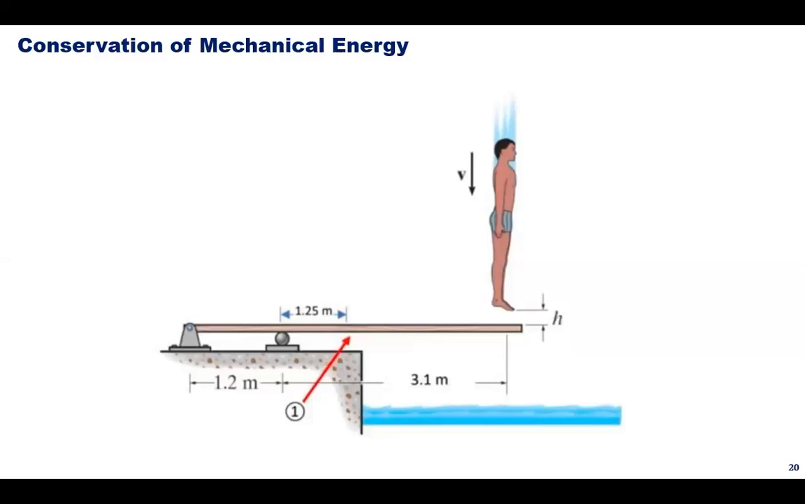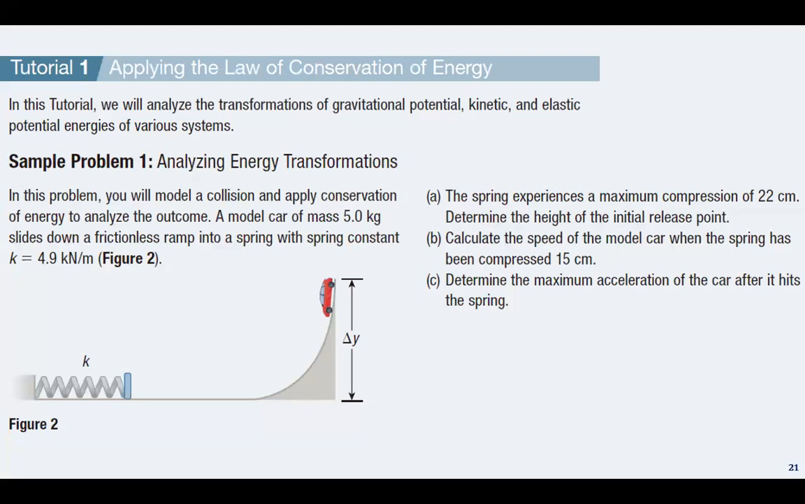Okay, so now let's consider tutorial 1 here, in which we'll analyze the transformations of gravitational potential, kinetic, and elastic potential energies of various systems. So let's consider sample problem 1 here, analyzing energy transformations. In this problem, you will model a collision and apply conservation of energy to analyze the outcome.